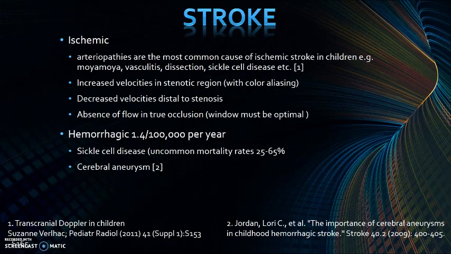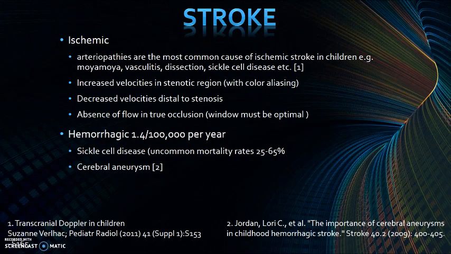All right, stroke can be divided into two categories, ischemic and hemorrhagic. Ischemic strokes in children are usually caused by arteriopathies like moyamoya, vasculitis, and dissection, also sickle cell disease. They'll have increased velocities in the stenotic region with color aliasing, decreased velocities distal to stenosis, and absence of flow in true occlusion. The window obviously must be optimal in order to be confident in that diagnosis.